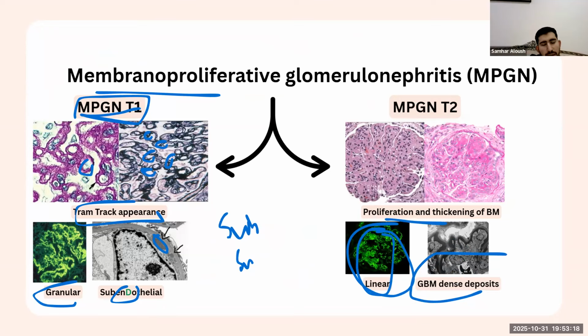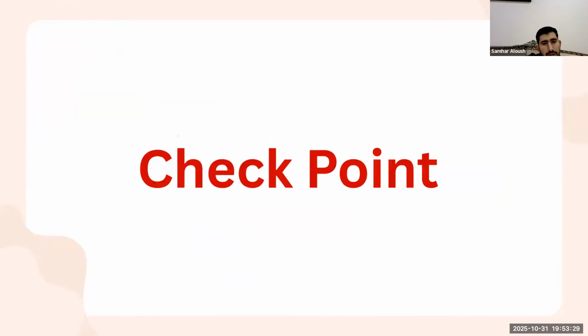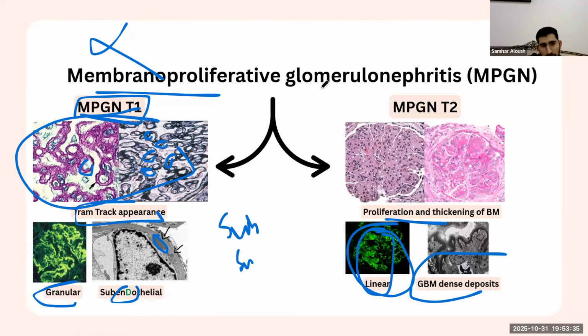Is it clear? This is the toughest disease. Honestly, there aren't many questions on it. There is the tram track appearance thingy, but otherwise I don't see many questions on it in the OSPE, but in the MCQ there are definitely questions on it. So is it clear? Yes, clear. Okay. This is, I know, a very complicated disease.